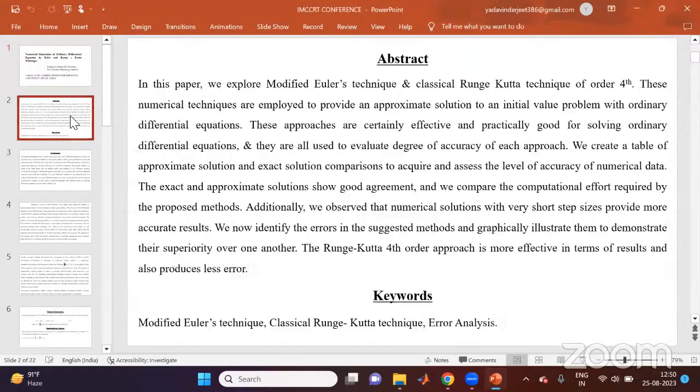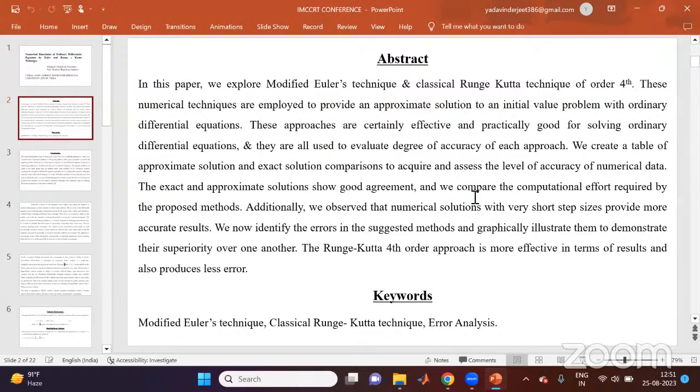Next slide is abstract. In this paper, we explore the modified Euler and classical Runge-Kutta technique of order fourth. These numerical techniques are employed to provide an approximate solution to an initial value problem with ordinary differential equations. These approaches are certainly effective and practically good for solving ordinary differential equations, and they are all used to evaluate the degree of accuracy of each approach.